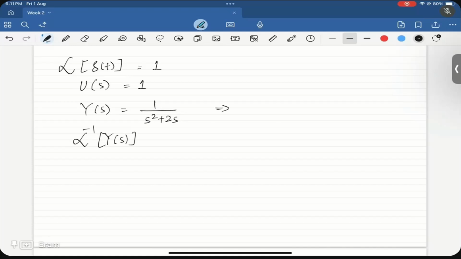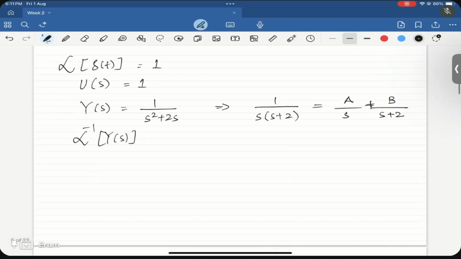So this is what we can write it as. We can take s common, so we have 1 by s plus 2, and we can do the partial fraction. What will be the value of A and B? 1 by 2 for A and minus 1 by 2 for B.